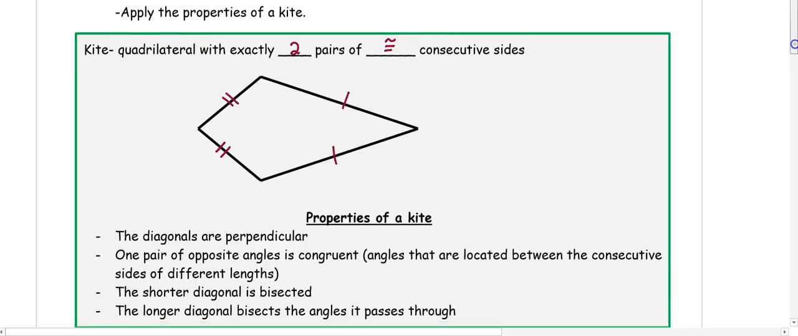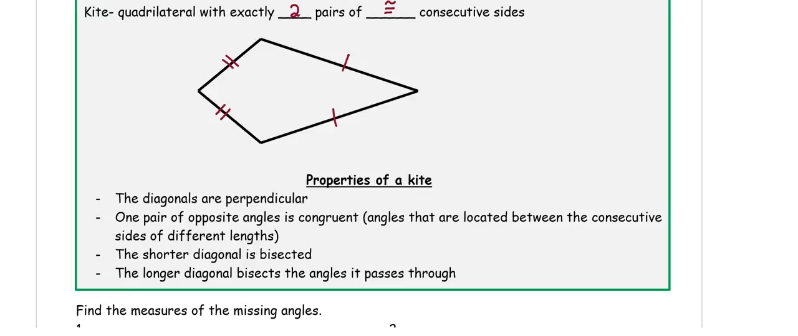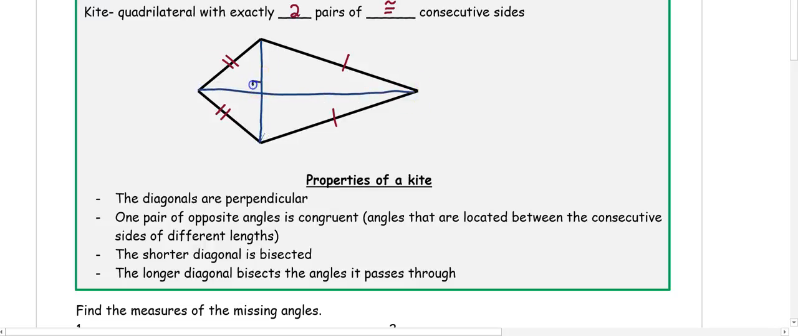The other properties of a kite are that the diagonals are perpendicular. So remember the diagonals go from opposite vertex, and they are perpendicular, which means that they form right angles. One pair of opposite angles is congruent. The opposite angles that are congruent are always going to be the angles that are between the two different sizes of our sides. So in this case, with the kite laying on the side, the up and down angles.